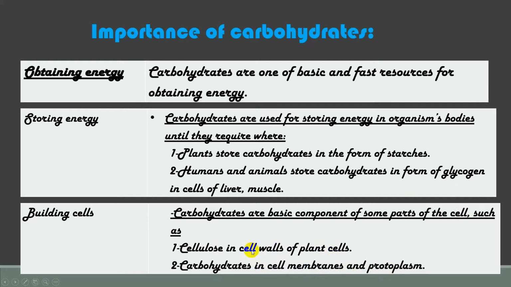Maybe you don't remember the cell wall. In the next slide I will explain this last point. In the plant cell there is something called the cell wall, and this cell wall is made of cellulose, which is a polysaccharide. The cell membrane is surrounding the cytoplasm. It's also made up of carbohydrate, and so is the protoplasm.